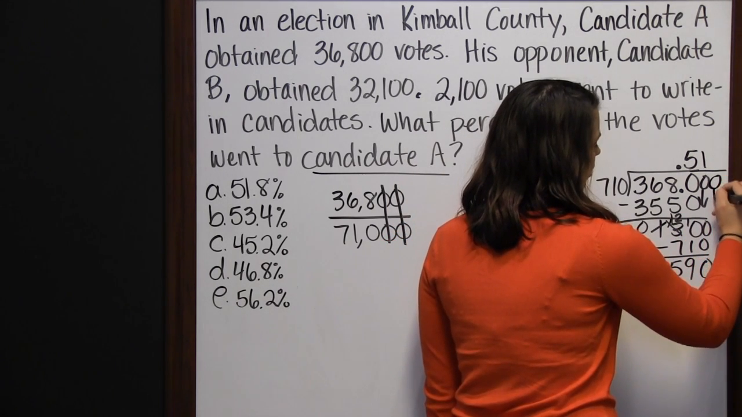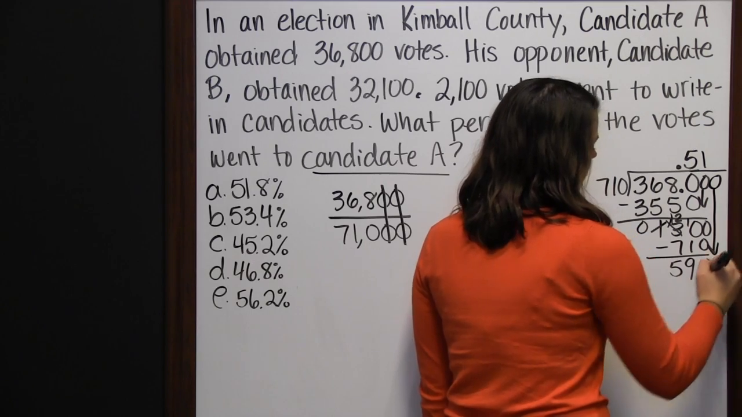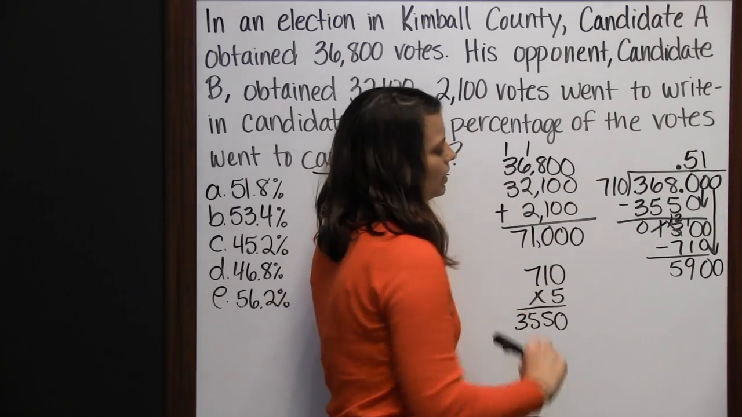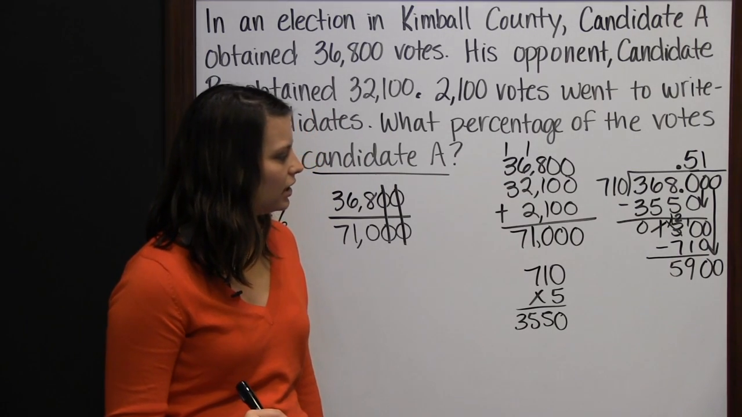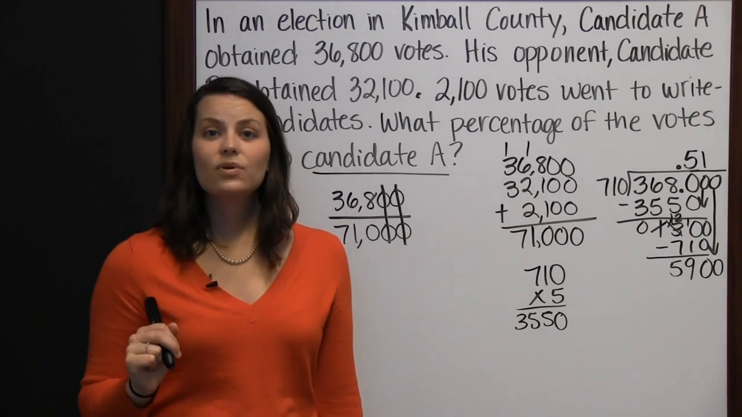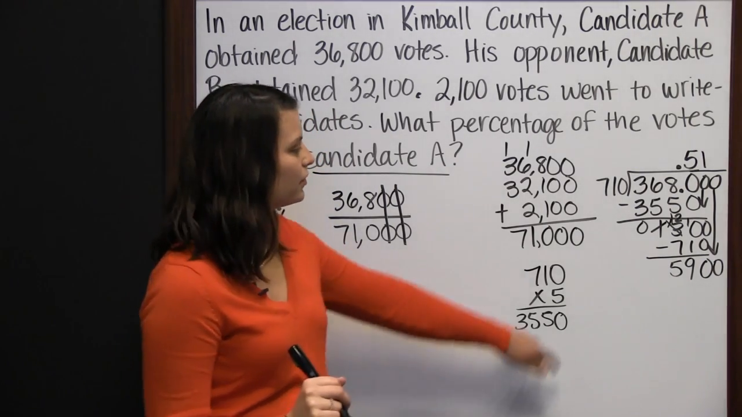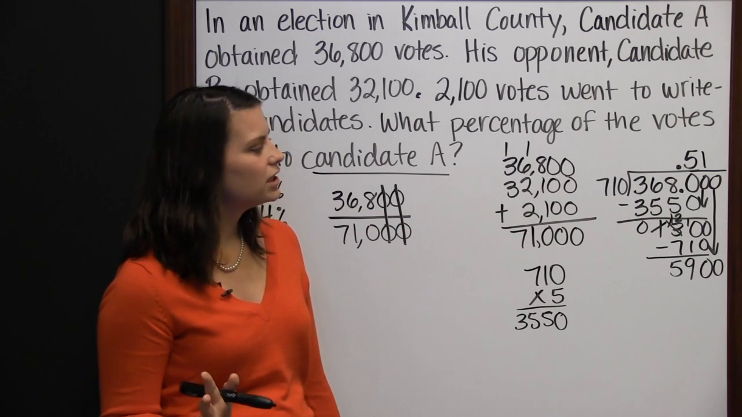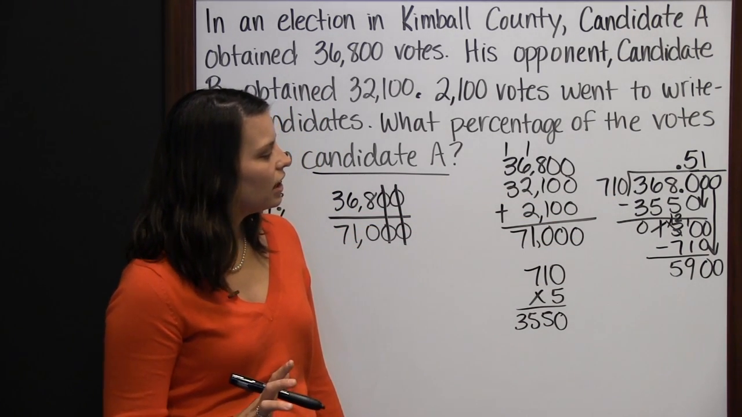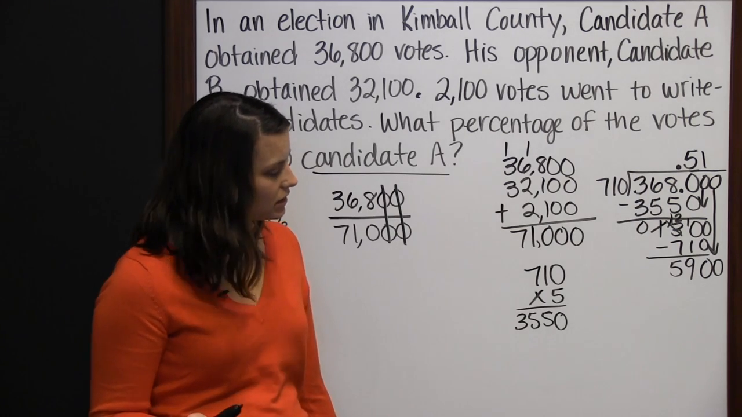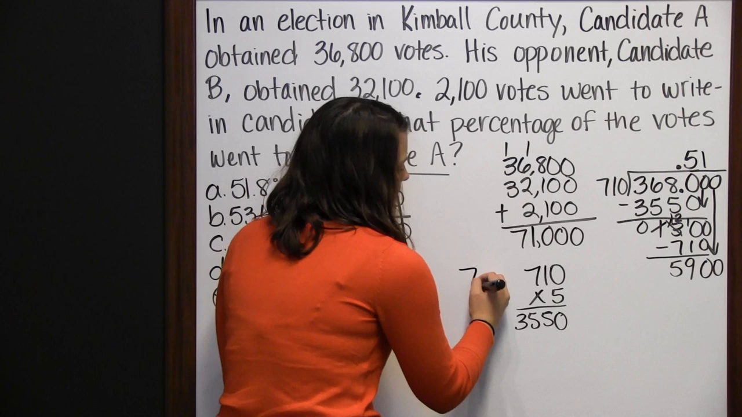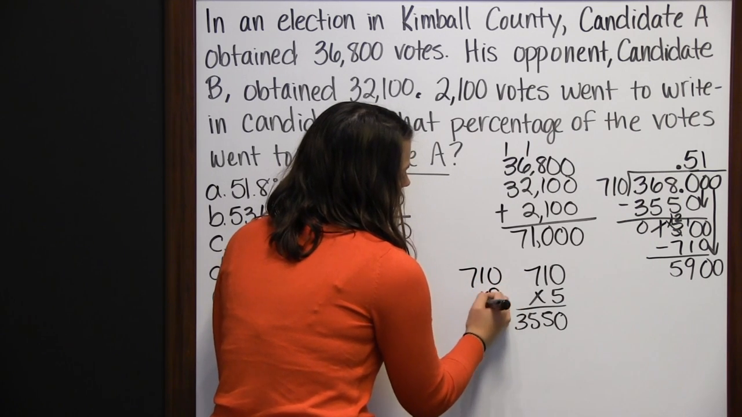So we need to add another 0 and bring it down. So now we need to know how many times 710 goes into 5,900. So I'm again going to use that compatible number of 700. So let's see, 700 times 8 would be 5,600. So I'm thinking it goes in there about 8 times.